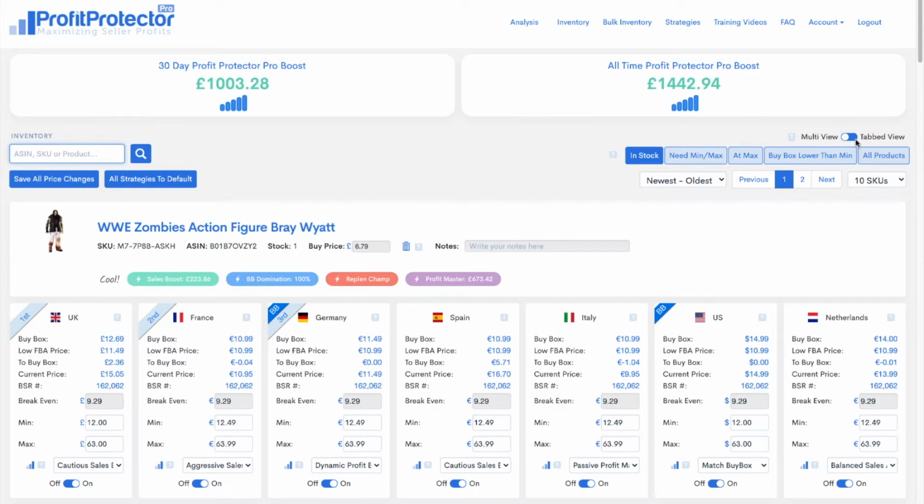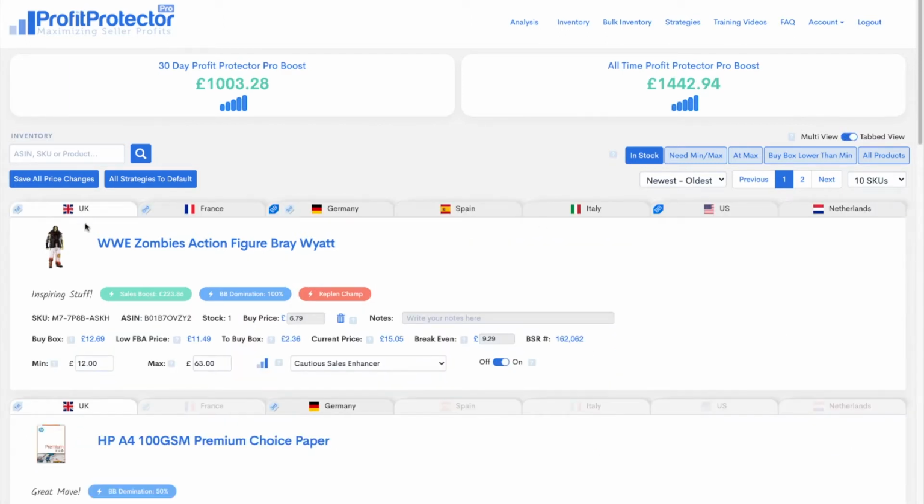Now, if you're in the US, you may only sell on the US marketplace. And if so, you wouldn't want to use this view because it would look a bit odd. So you can switch to the tabbed view, and then it will put them all on tabs for you. So if you're only selling in the US, for instance, you can just have one tab that gives you all your US information in one place.